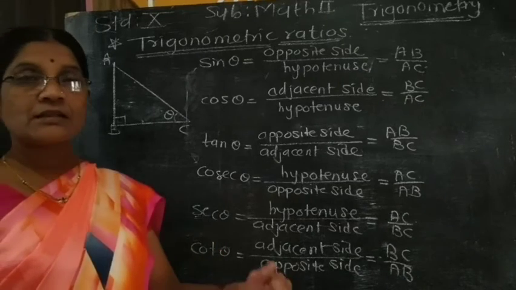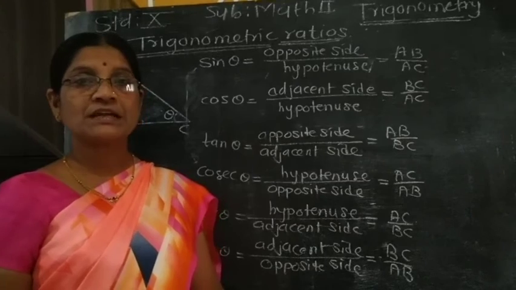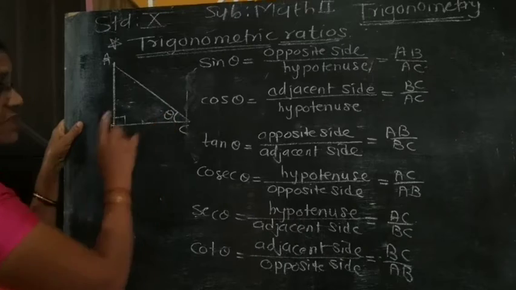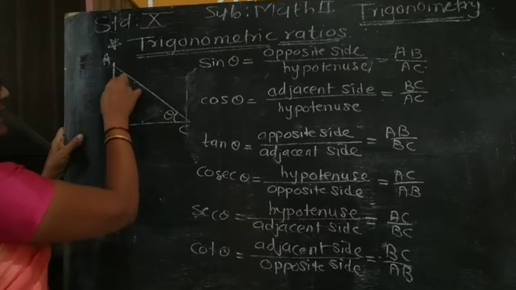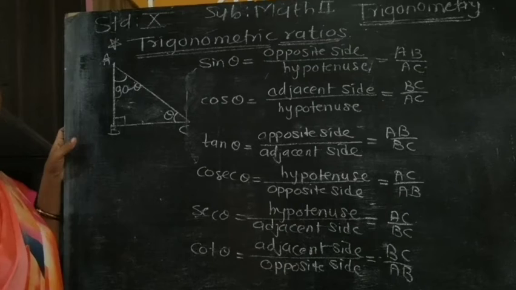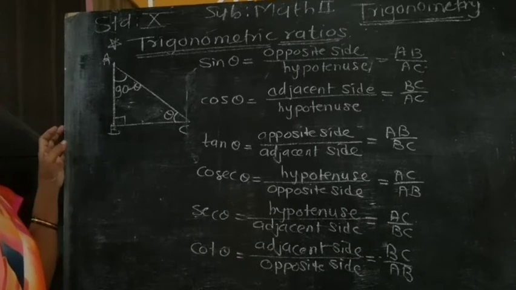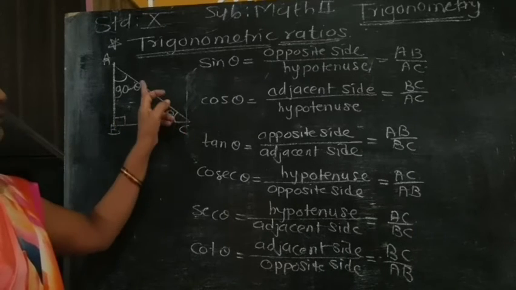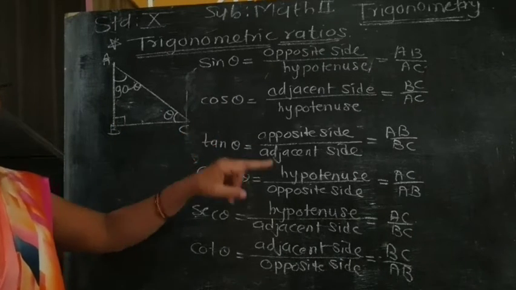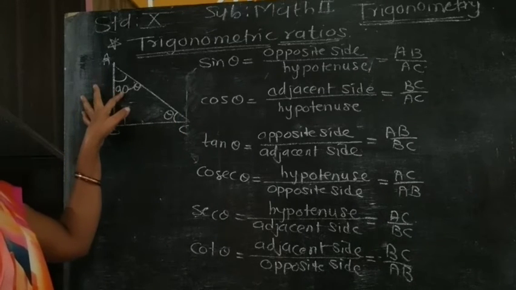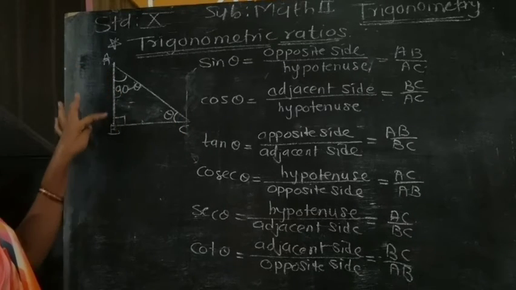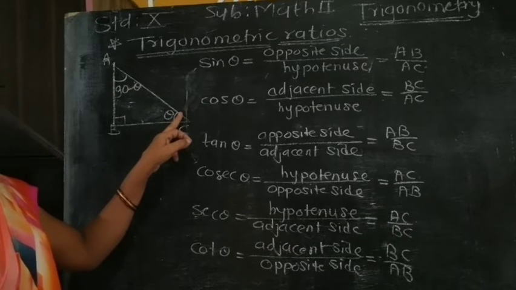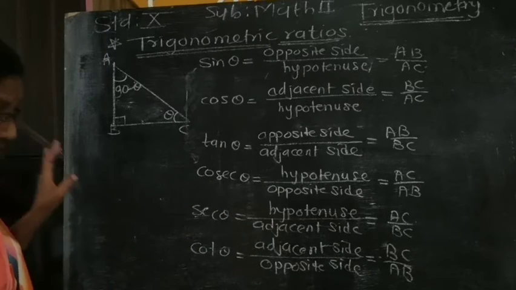Now we are finding the relation between theta and 90 minus theta. You see here, if this is angle theta, then this angle A will be 90 minus theta. Then at that time, this sin theta, means opposite side upon hypotenuse, will be the same as cos of 90 minus theta, because the adjacent side of 90 minus theta is AB and the hypotenuse is AC. Means here we obtain the relation.